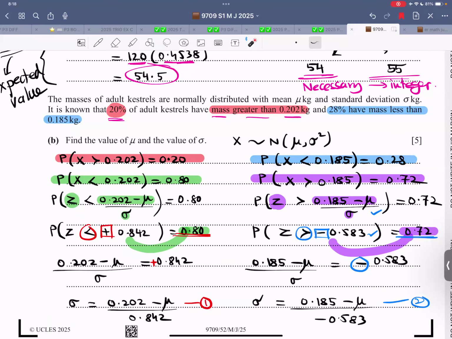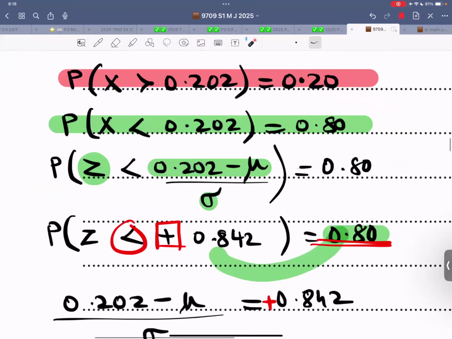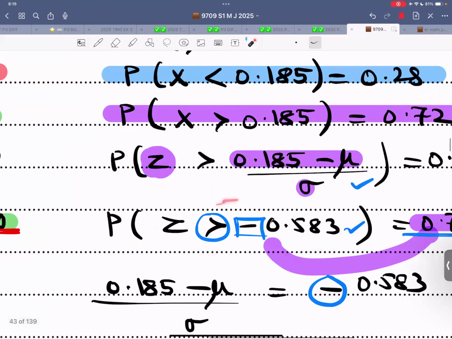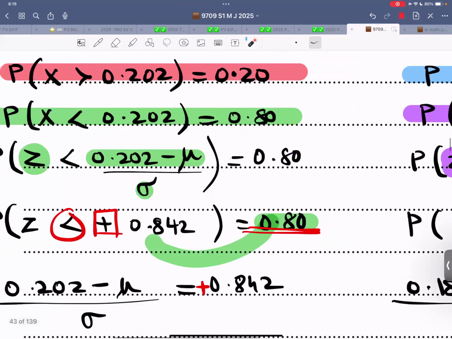Now, what do we do? First of all, in order to do the back solving, that means using the probability to find the Z value, make sure of one thing, ensure that the probability is at least 50%. 50% is 0.5. This is 0.20. That means to the right of 0.202 is 20%, to the left is 80%. That is exactly what I've written. The next thing, lesser than 0.185 is 28%. Greater than 0.185 is 72%. So that's the first thing that you should do.